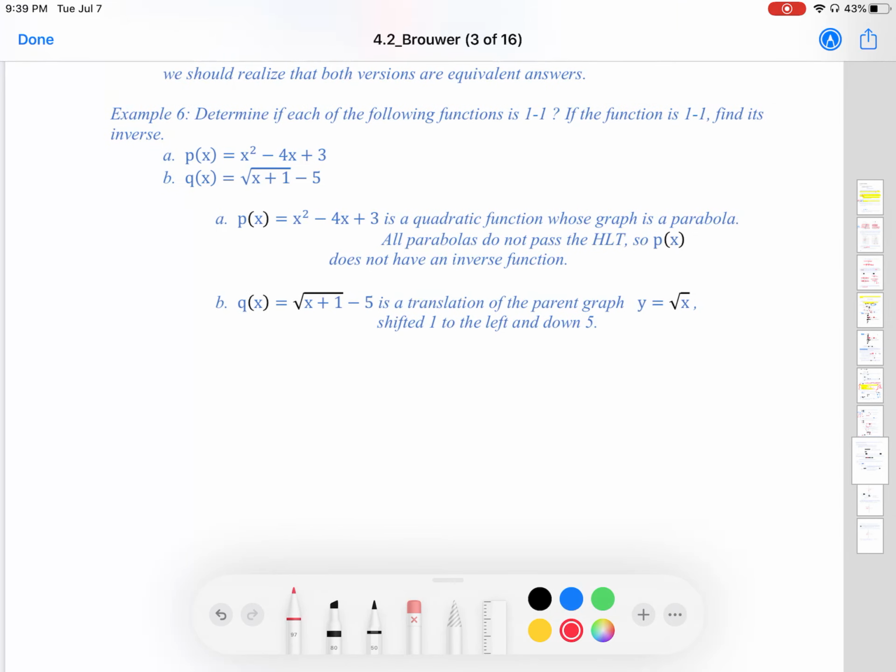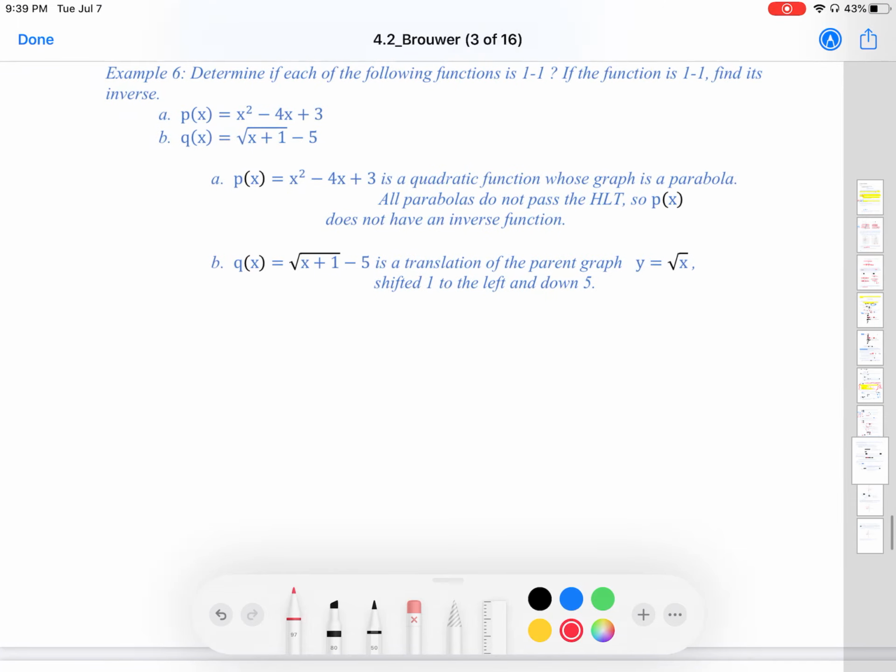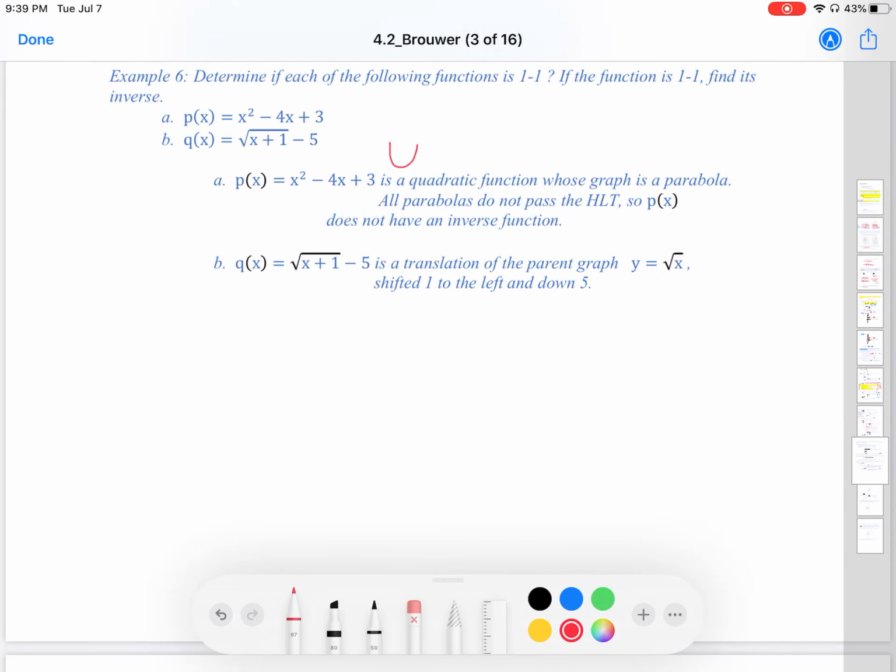All right, example 6. Determine if each of the following functions is one-to-one. If the function is one-to-one, find its inverse. So A, we have p of x equals x squared minus 4x plus 3. Is it one-to-one? Oh, we have a quadratic. We talked about quadratics, right? A quadratic function has a graph that is a parabola, and we saw that all parabolas do not pass the horizontal line test. So it does not have an inverse function.